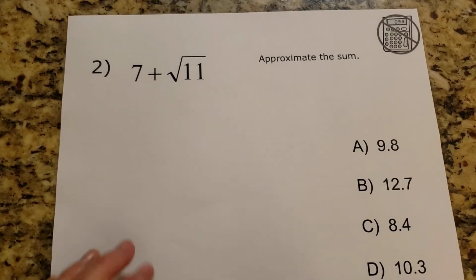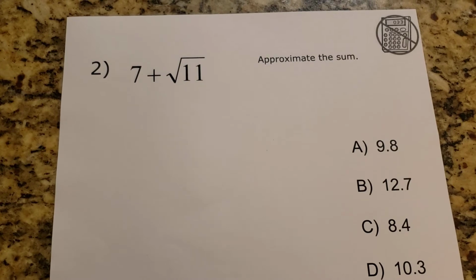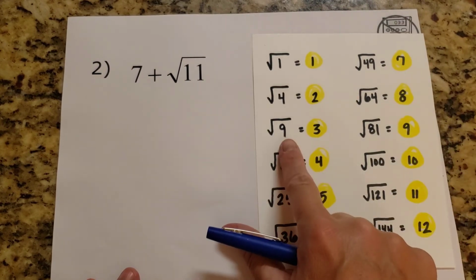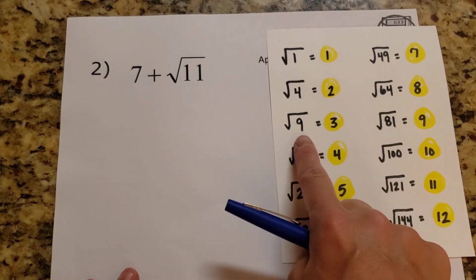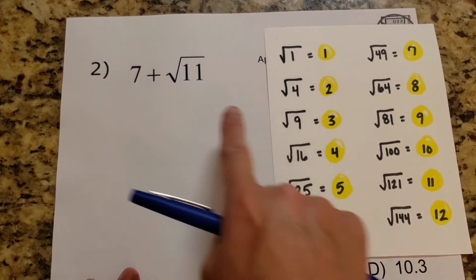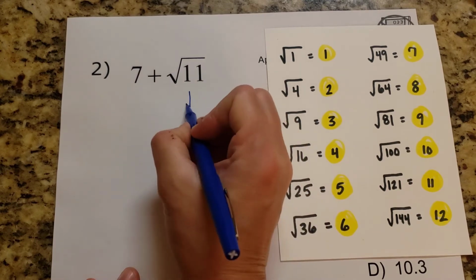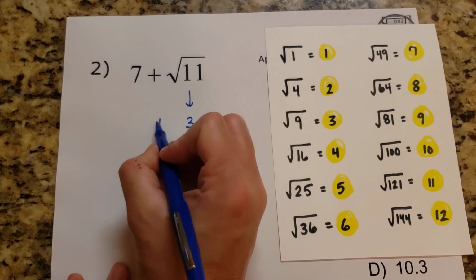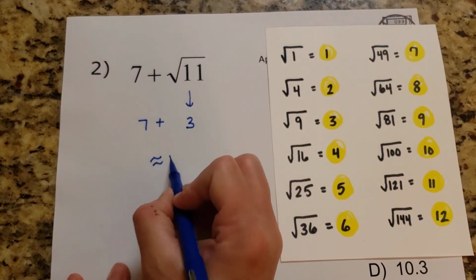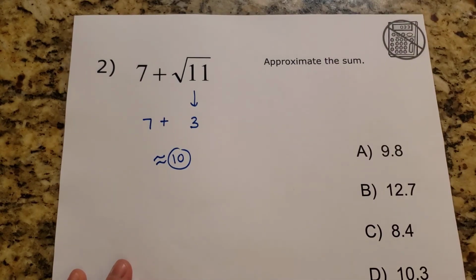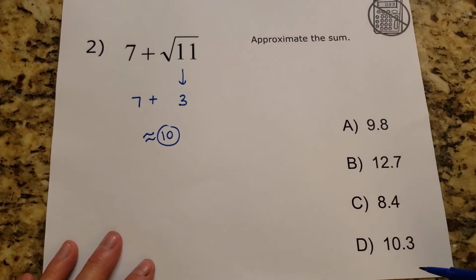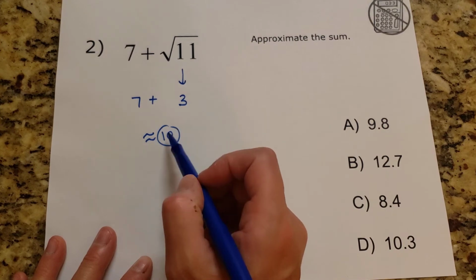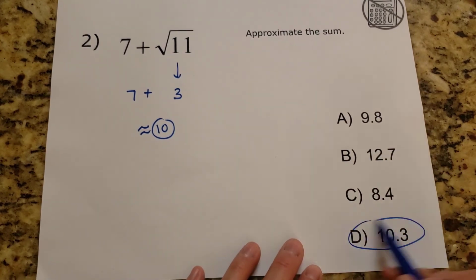Okay, on the next one, 7 plus the square root of 11. Let's figure out about what the square root of 11 is. We know the square root of 9 is really close to the square root of 11. So we could approximate that this would be a little bit more than 3. If I add 3 and 7, I get 10. So look at the answer choices. Do you see how far apart they are? This is 10, but we know that that's a little bit more than 3. So a little bit more than 10, it would make sense to be about 10.3.